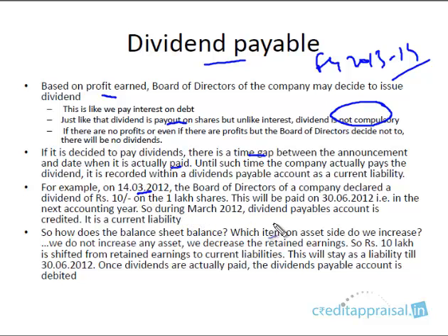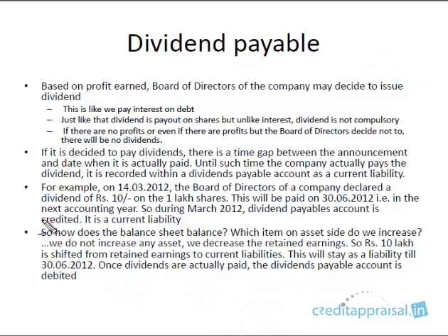Say for example, on March 14th, the board of directors decided to declare a dividend of 10 rupees on 1 lakh outstanding shares. Now this dividend will be paid on June 30th, so there is a gap of 2.5 months. The decision is made on March 14th, so as on the balance sheet date of 31st March 2012, there will be an item called dividend payable, which will be classified as current liability. If each of the 1 lakh shares is given a dividend of 10 rupees, 10 lakhs will be an item by the name dividend payable under the head of current liabilities, as on this date.